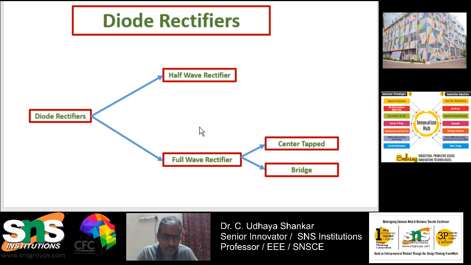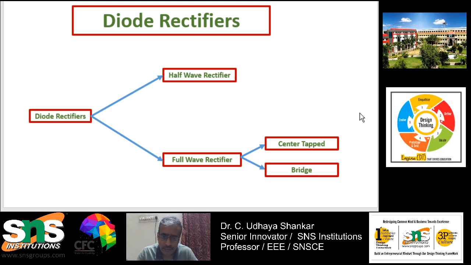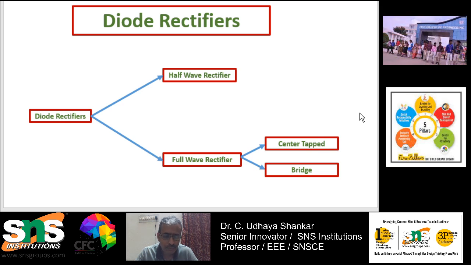Basically we classify rectifiers into two different types. One is the half wave rectifier, the other one is the full wave rectifier, and the full wave rectifier is again classified into two types. One is called the center tapped one, the other one is called the bridge type. As you all know, the bridge type is the most advanced type when compared to the previous ones.